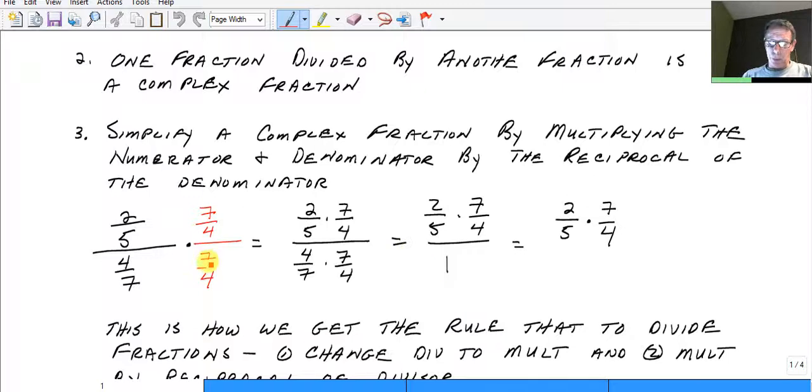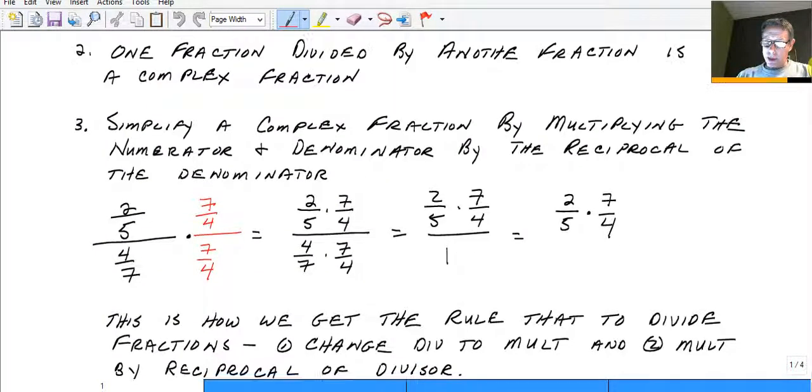And since we multiply the denominator by 7/4, we have to multiply the numerator by the same thing, because I'm really multiplying by 1, which doesn't change the value. So in this case, I've got 2/5 times 7/4. And that's what it will turn out like.